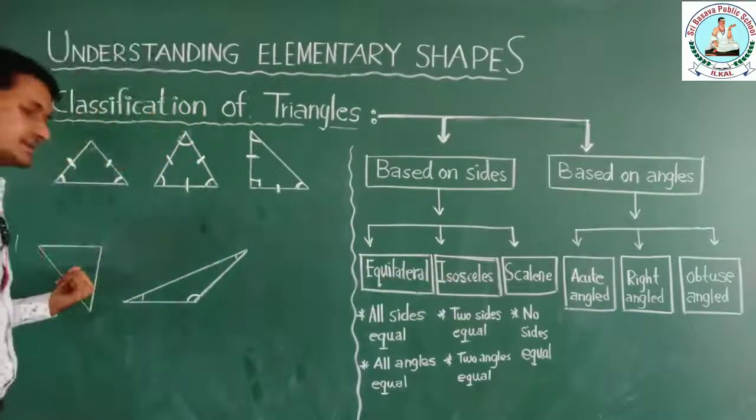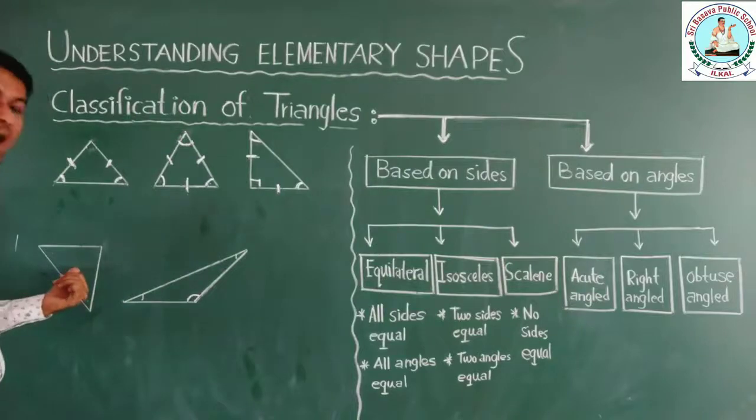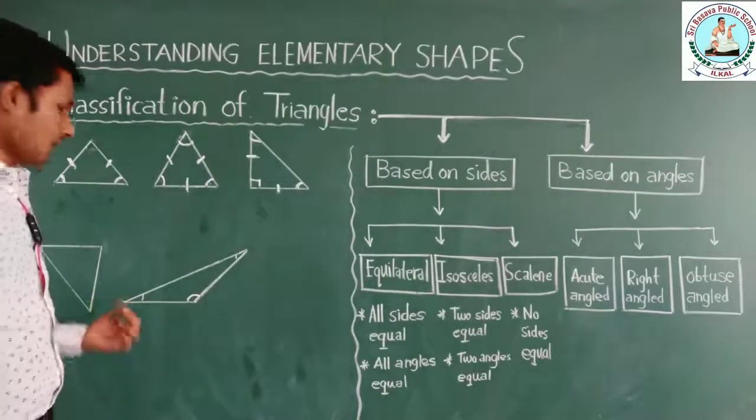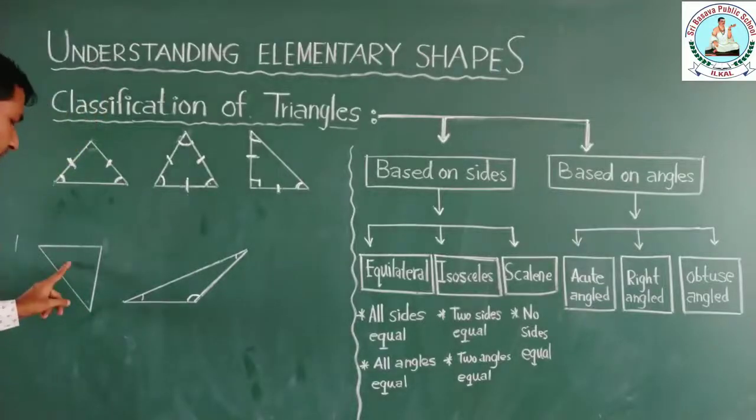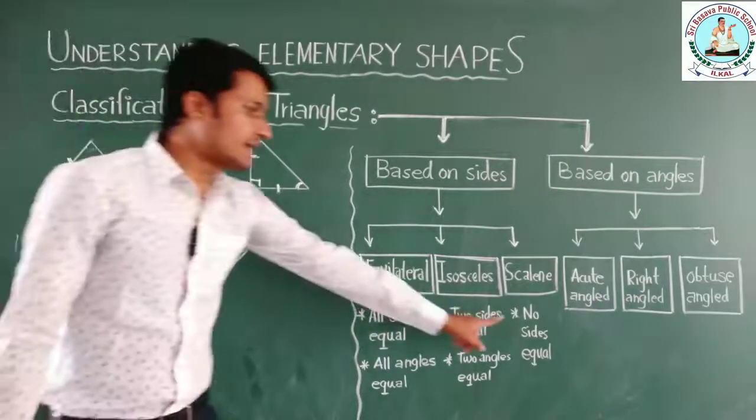And when you look at this triangle, here all angles are not equal and all sides are not equal. That is why this type of triangle is called a scalene triangle.